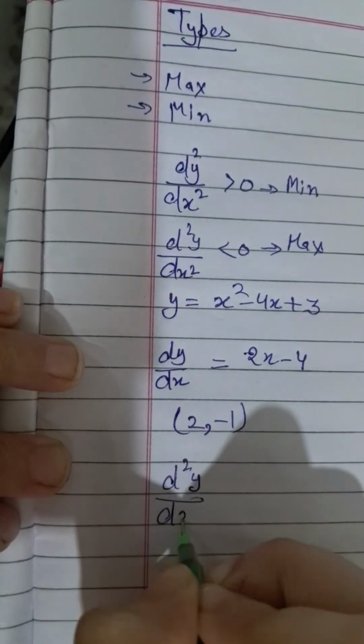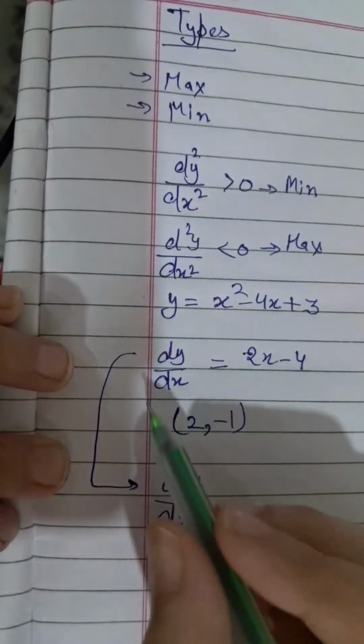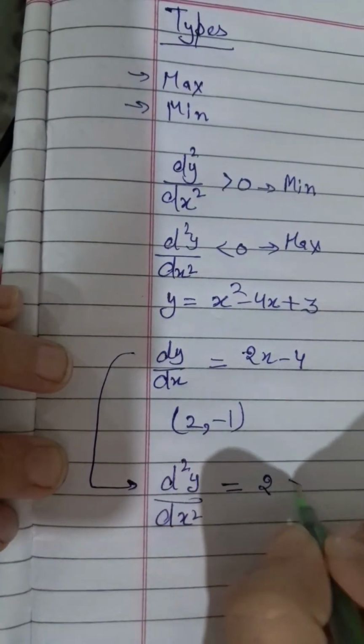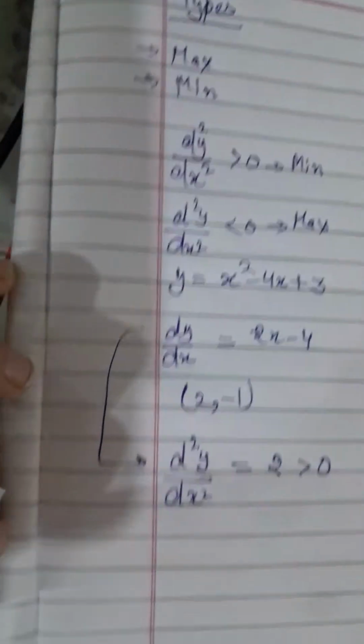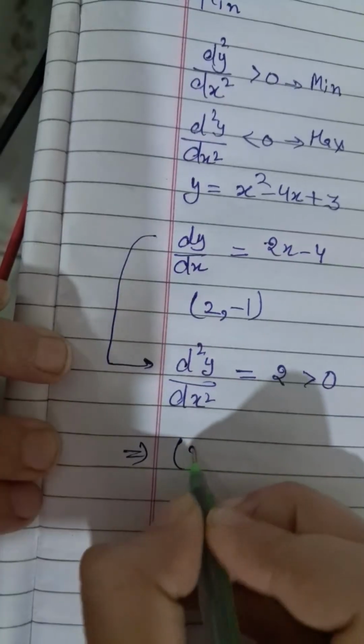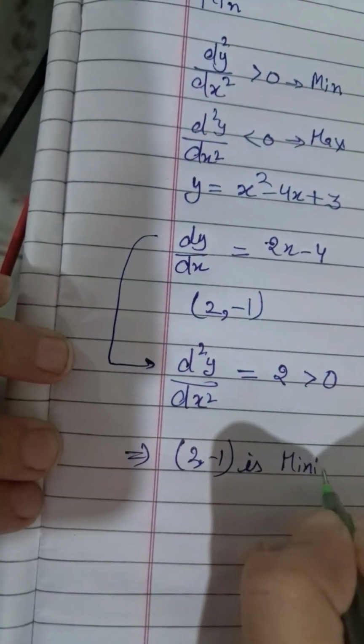So double derivative means derivating again the derivative function, that is 2. So which is positive. That means as per the second derivative test, this 2 and minus 1 is a minimum turning point.